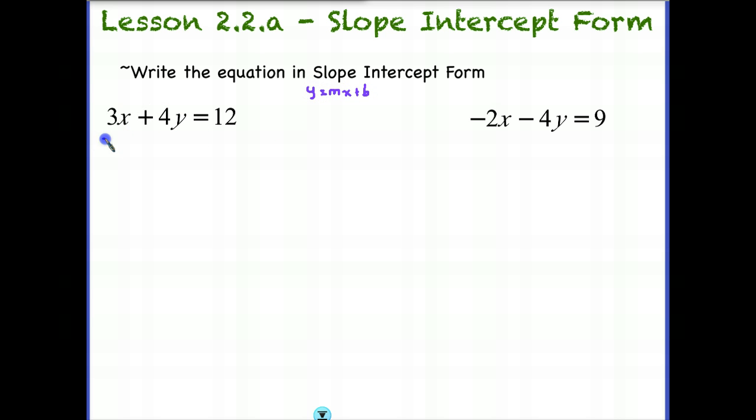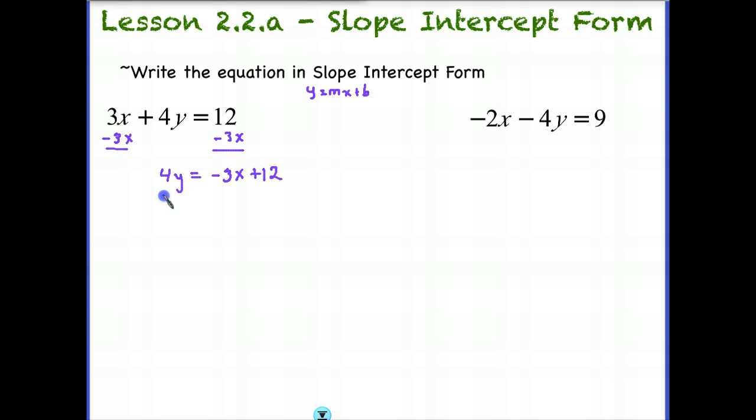And in order to do that, I will need to move the 3x to the other side on this one. Move that to the other side. And then let's write what we have. 3 minus 3, that's gone. And we're left with 4y equals, we can't combine these, right? We can't combine 12 with negative 3x. Those are not like terms. So we would be left with negative 3x plus 12.